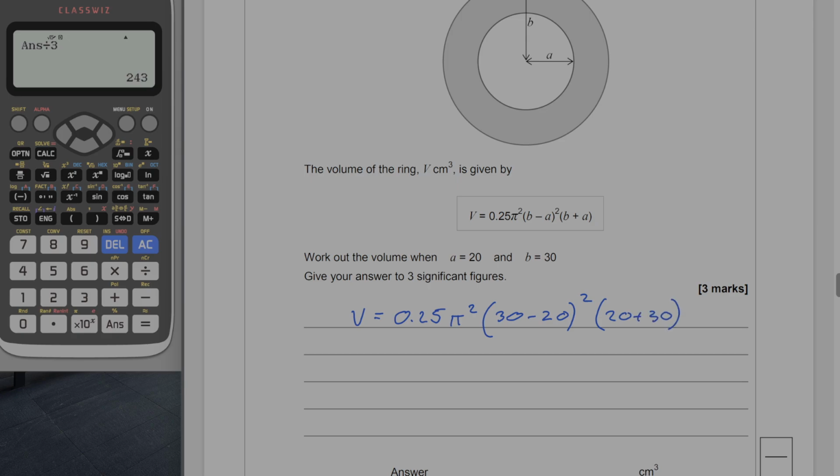And even though I could do both of these in my head, I'm going to type it in exactly as it appears. Times by shift pi squared. Not exactly, I'm going to put a few more multiplication signs in. So 30 minus 20 squared times by 20 plus 30. Double check I've typed that in correctly.